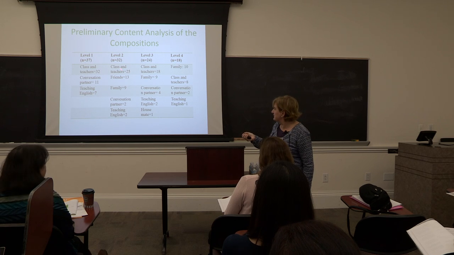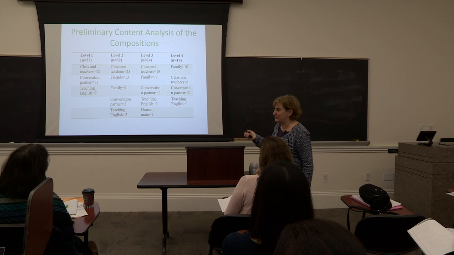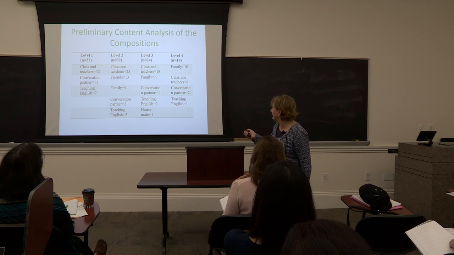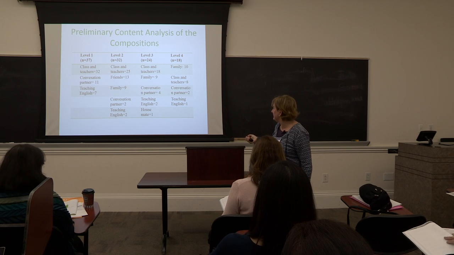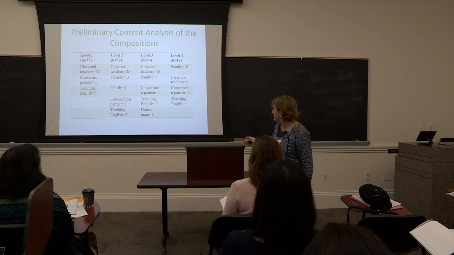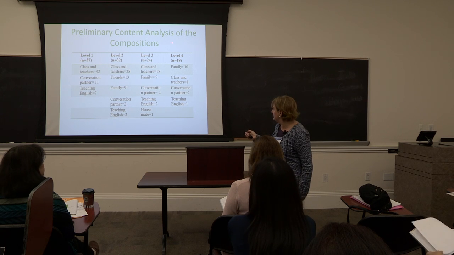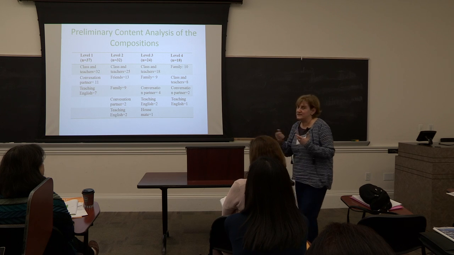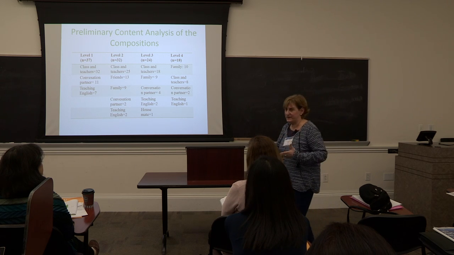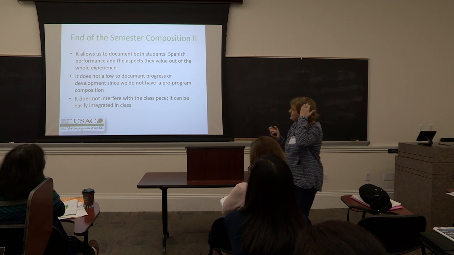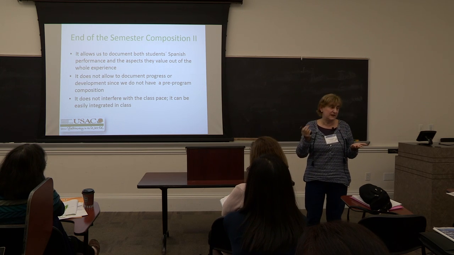In the second level, again, class and teachers, and then the family. The most advanced students, the ones that have the higher proficiency, are much more independent from the classroom. But the class and teacher are still here, 8 out of 18. Conversation partner, and then the family is here, in level 4 or in level 2. So as I was telling you before, it's mostly the people that are around them, the ones that they care about.